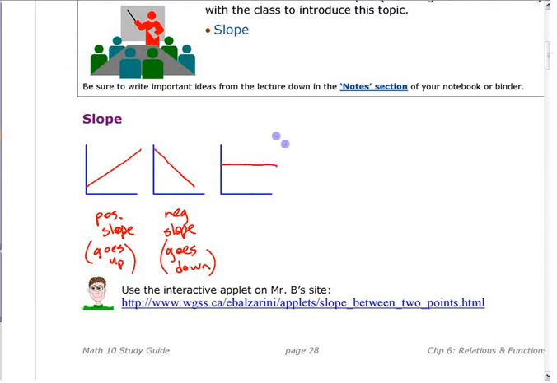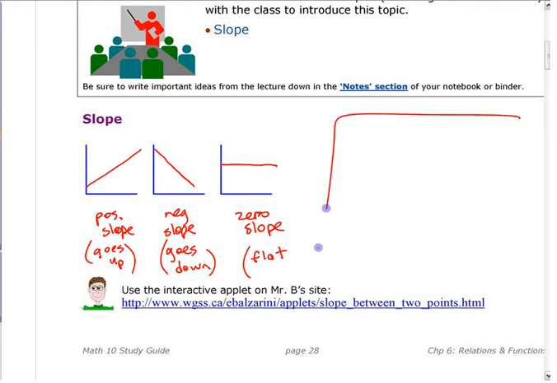What about the third one? What about that? 0. The slope is 0, right? 0 slope. If that was a distance time graph, what would that mean? It's not moving. Like you're not changing your distance. You're not moving, right? Flat.